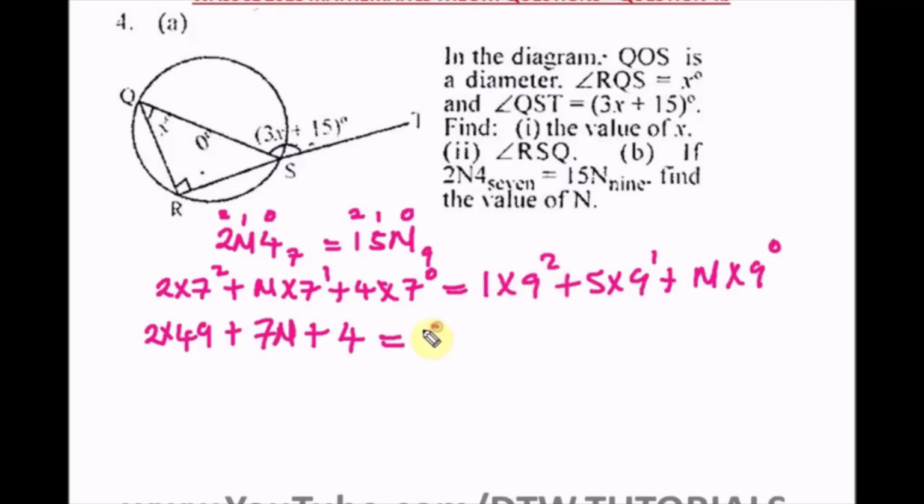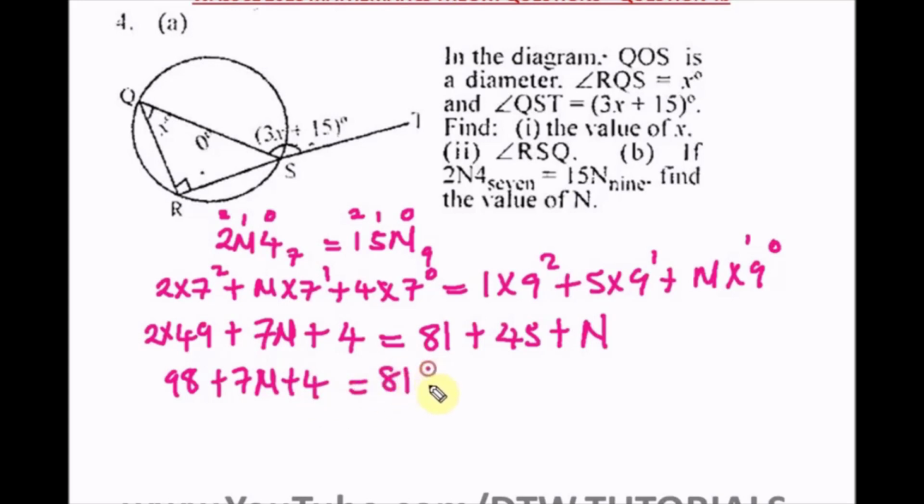And 81 times 1 is still 81. Plus 9 raised to power 1 is still 9. Anything raised to power 1 gives us that same value. And 9 times 5 gives us 45. Plus 9 raised to power 0 gives us 1, and 1 times n is n. All right, so let's simplify this. 2 times 49 gives us 98. So we have 98 plus 7n plus 4 is equal to 81 plus 45 plus n.